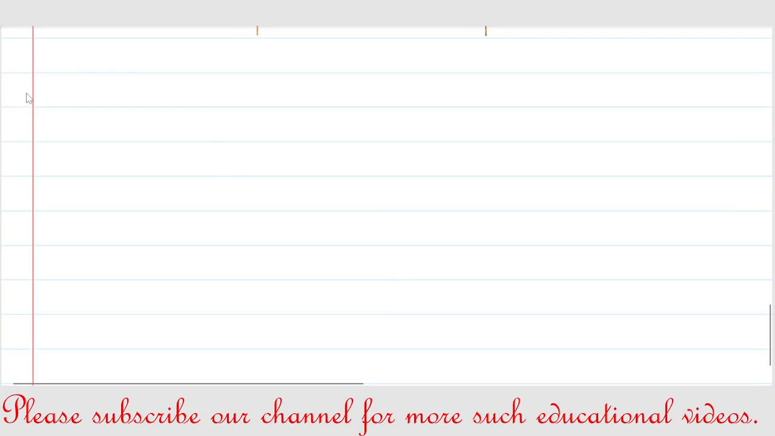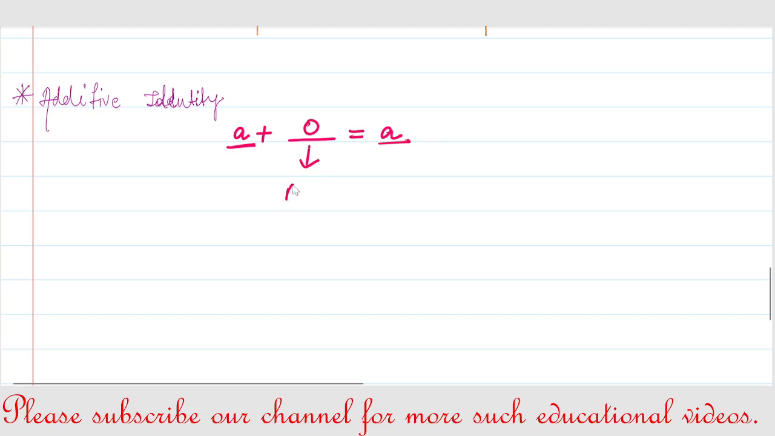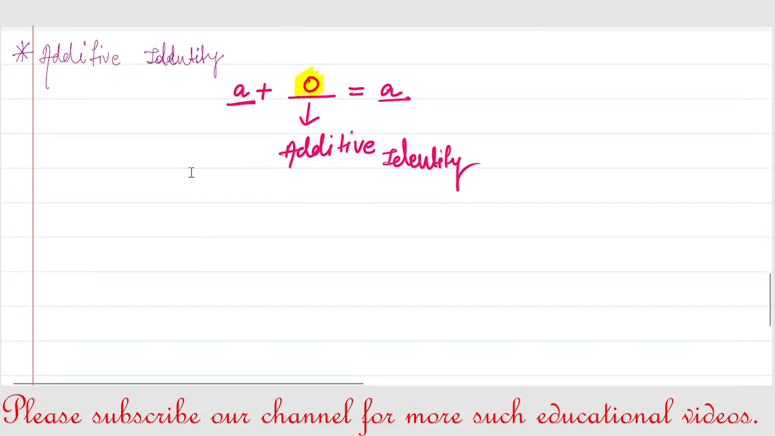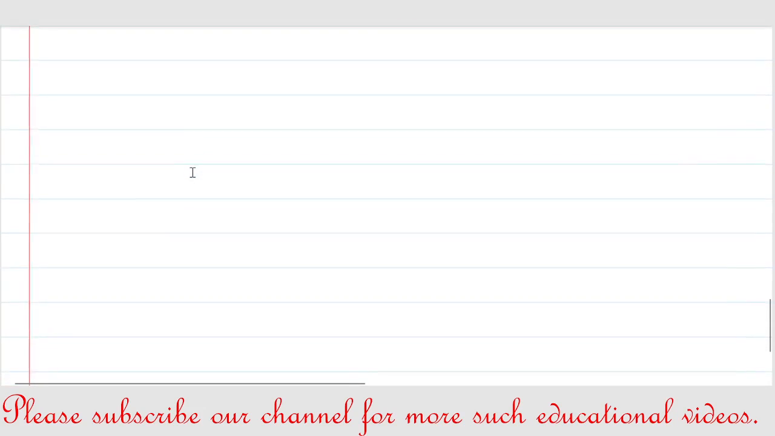Next is additive identity. For example, a plus dash is equal to a. What number should we add so that we get a itself? We will add 0. So this will be additive identity. Okay. Next.